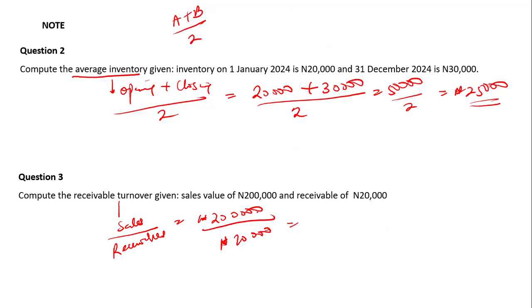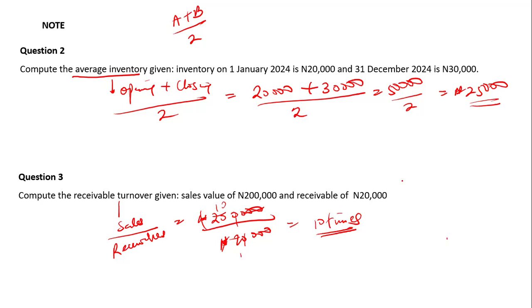We can easily just cut it, 3 zeros here, 1 here. So what do I have? 2 zeros here, 2 zeros here, 10. So our answer is 10 times. Meaning that this organization collects receivables from the customers, from those that they have sold to on credit, 10 times in a year.